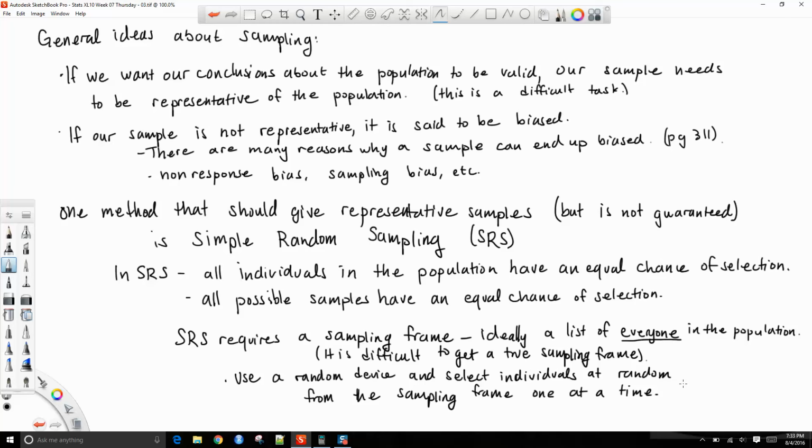But yeah, the hard part if it's a big population is getting that sampling frame, the list of everyone. That's difficult unless you're dealing with a single organization like a school or something like that.